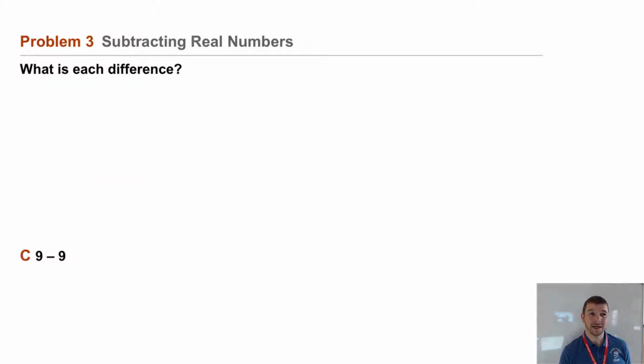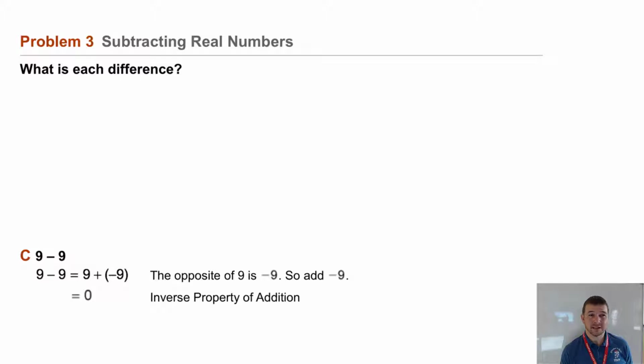C, 9 minus 9. Well, applying the rules carefully, the opposite of 9 is negative 9, so we can think of this as just adding negative 9. 9 plus negative 9, its additive inverse, equals 0. That's by the inverse property of addition.